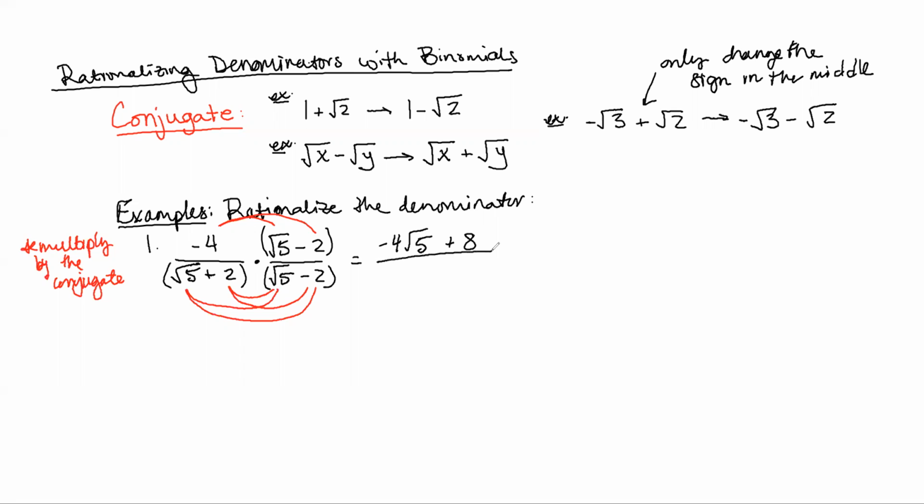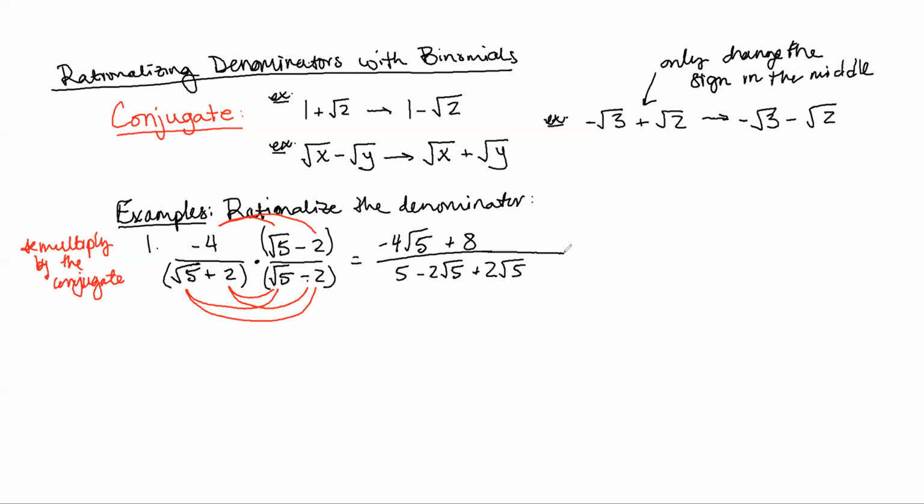On the bottom, we have the square root of 5 times the square root of 5. We've done this enough to know that this is 5. Remember, those square roots cancel. Then we have the square root of 5 times negative 2. That 2 is not in a square root, so the -2 goes out in front of the square root of 5. In the middle, we have 2 times the square root of 5. That's a +2 square root of 5.